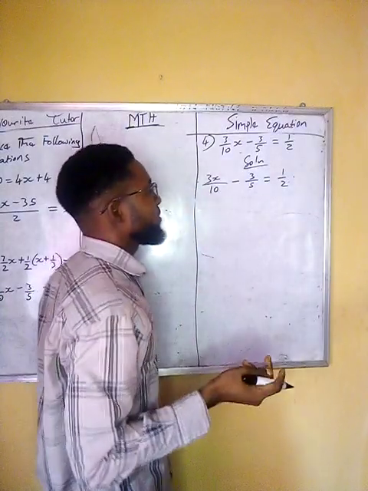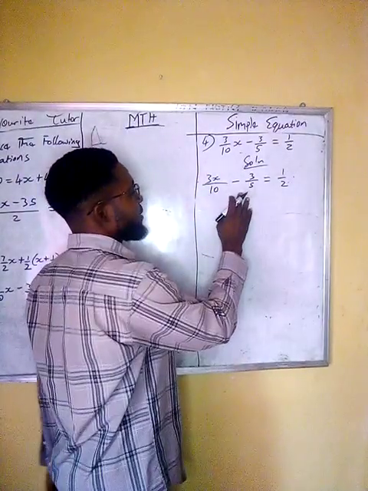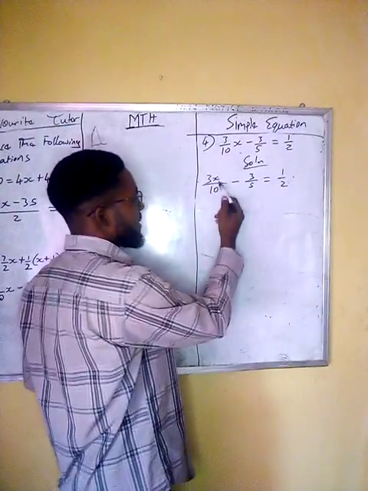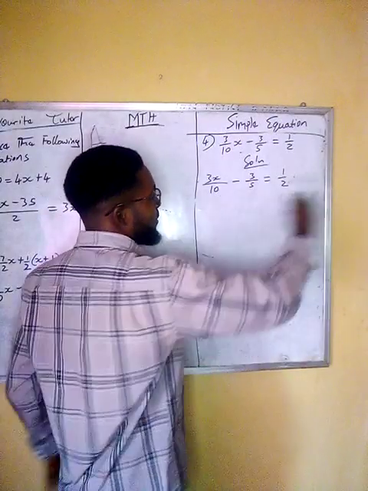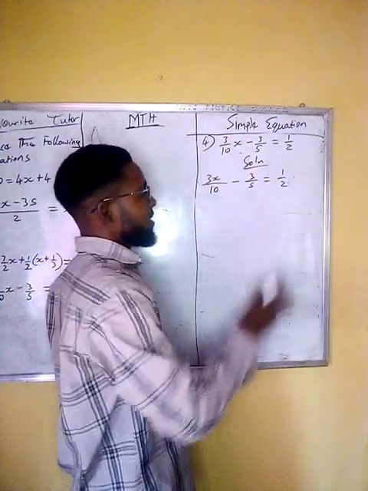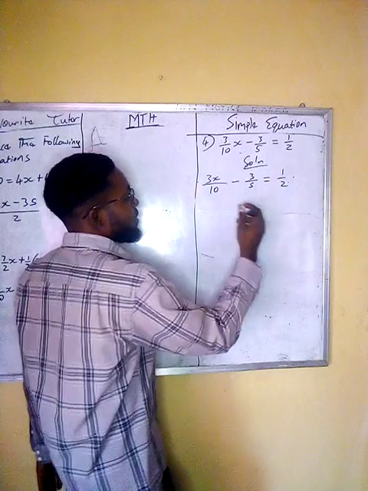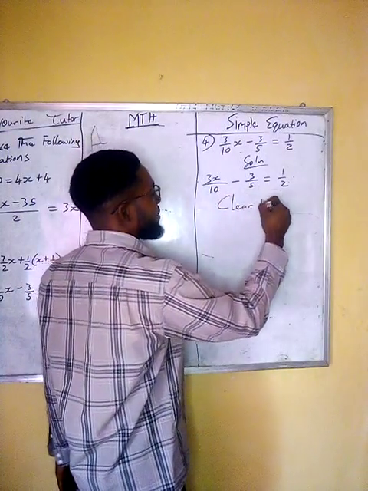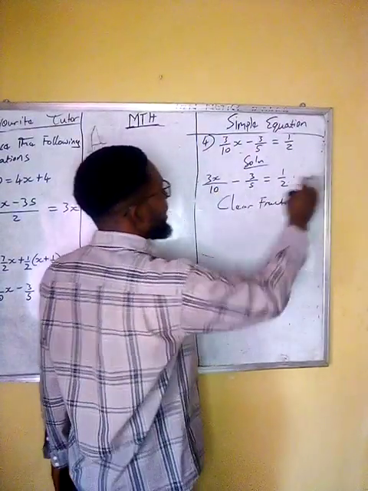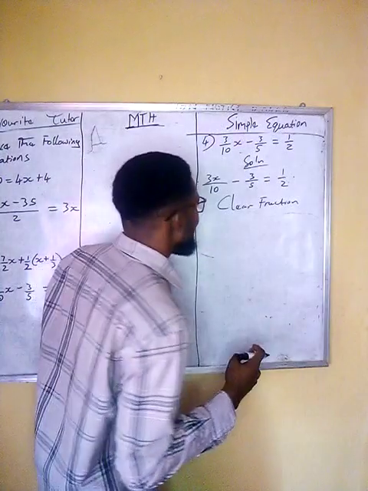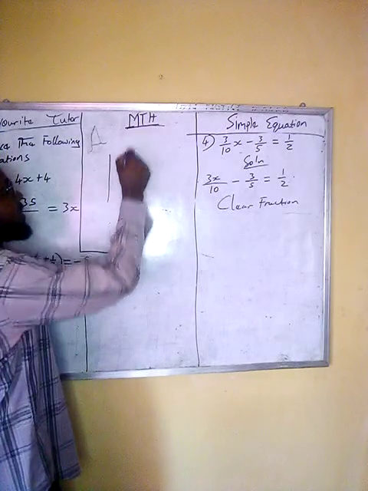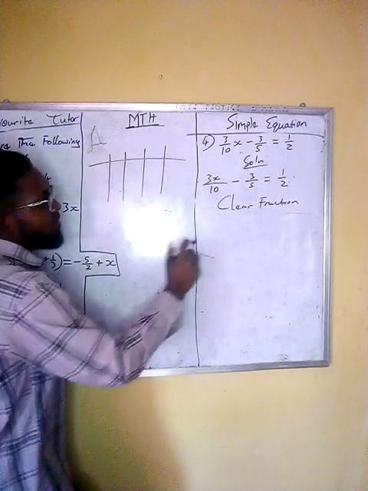Now there's another method for us to evaluate this. Let us clear fraction. You can see that we have this is a fraction, this is a fraction, this is a fraction. For us to clear the fraction, we are going to multiply through by the LCM of all denominators. So we clear fraction, make each term a whole number. Now to make each term a whole number, we are going to multiply through by the LCM of all denominators.